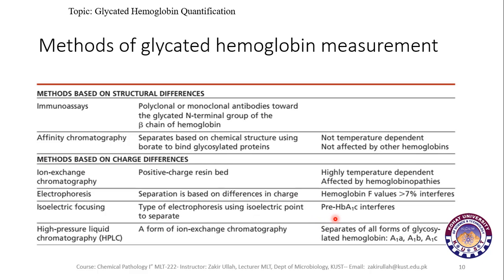In this method, the pre-HbA1c interferes. And the HPLC method is also a form of ion exchange chromatography, and it separates the different types of glycosylated hemoglobin A1B, A1A and A1C. So these are all the methods for the quantification of glycated hemoglobin.